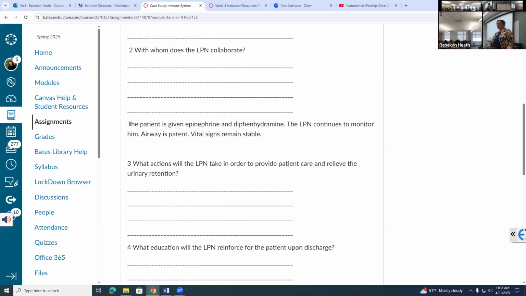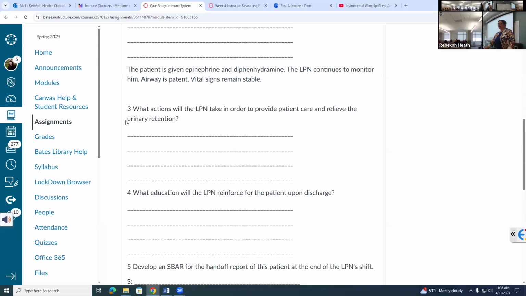Okay, so then it's progressing. The patient's given epinephrine and diphenhydramine. The LPN continues to monitor him. His airway is patent. The vital signs remain stable. What actions do we take in order to prevent the patient care and relieve the retention?